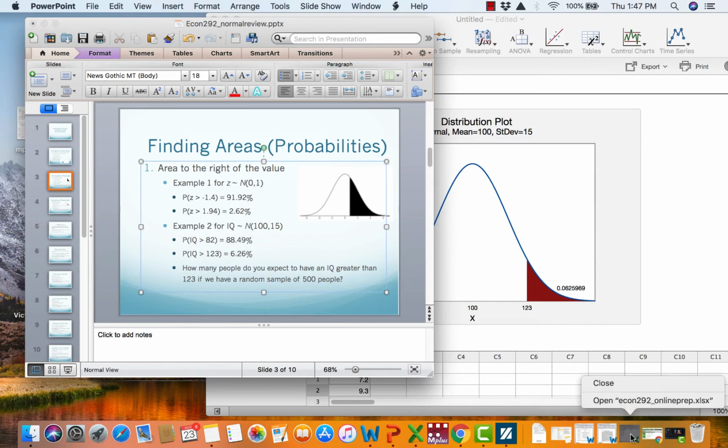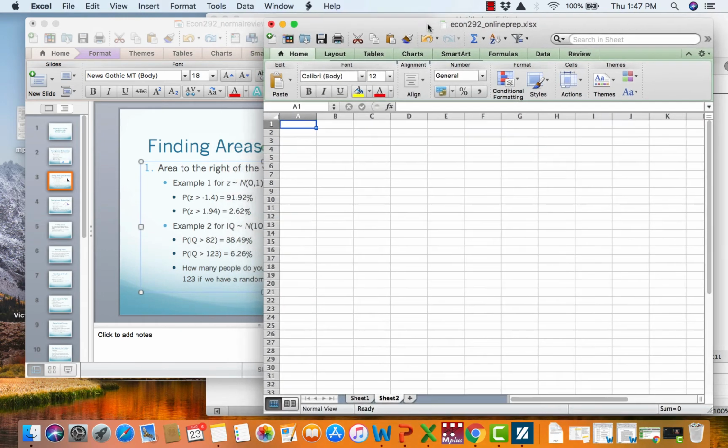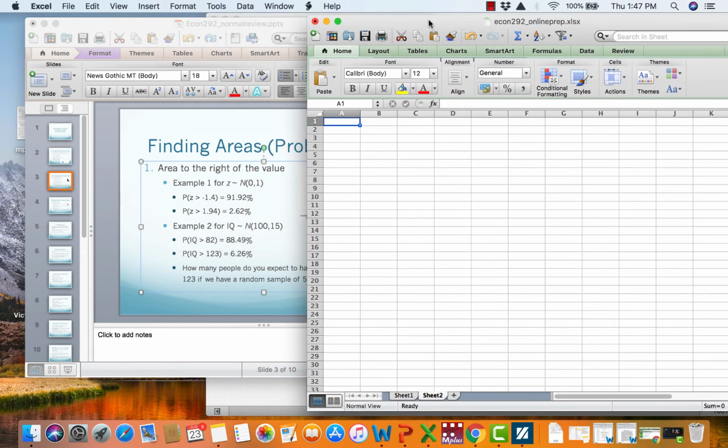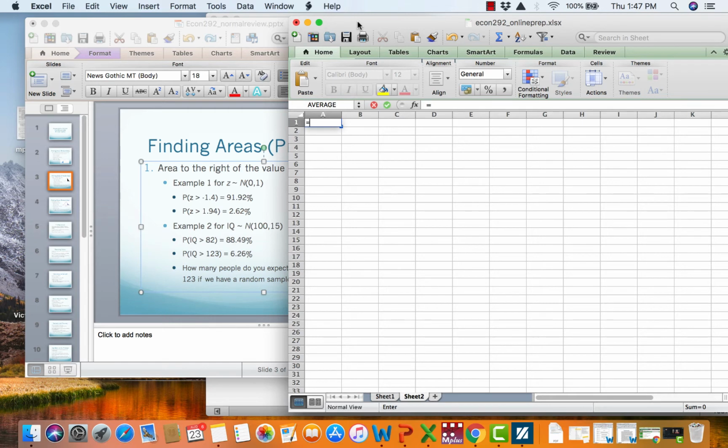I will do that calculation for you in Excel here. All right, and of course you can use your calculator to do this. We just want to multiply the decimal by how many people we have. All right, so we'll say equals 0.0626 times 500, and we get 31.3. Now we have a problem because you don't want to answer the question as 31.3 people, right? Because what does 0.3 of a person look like? So how do we round?